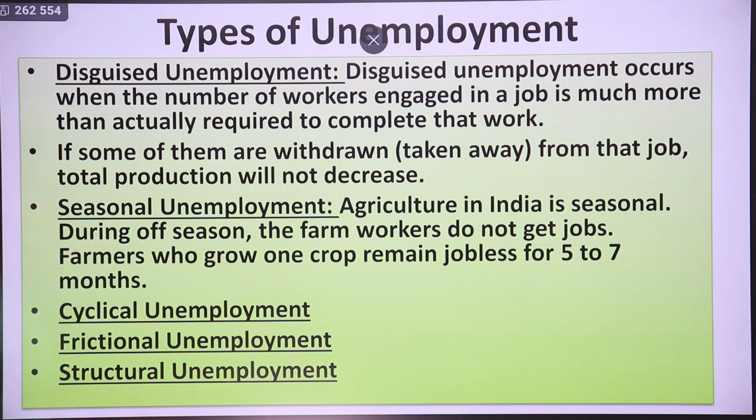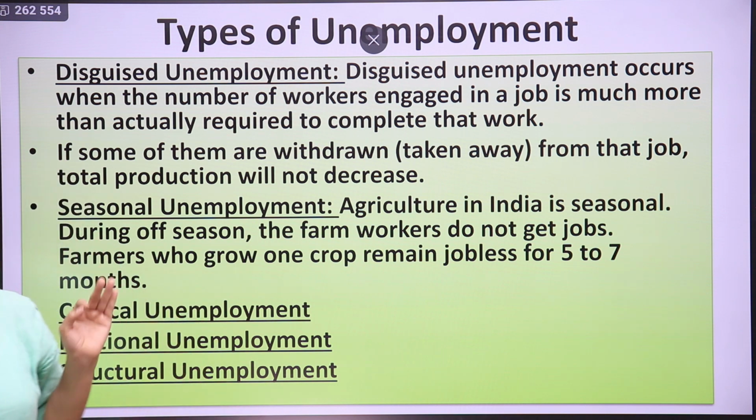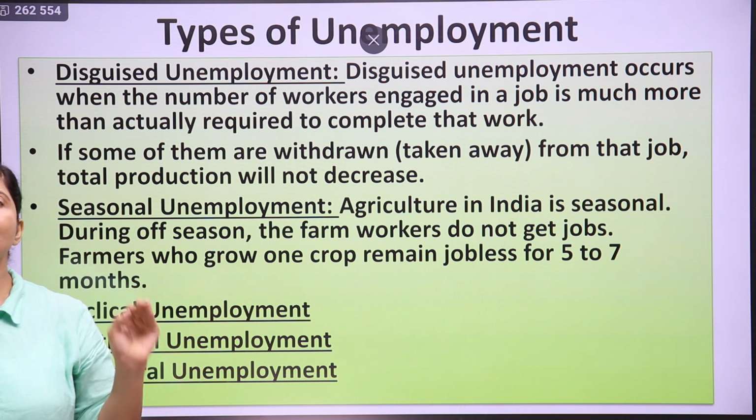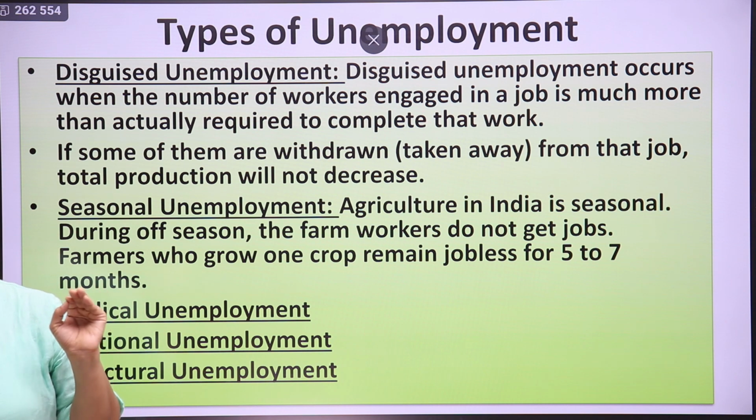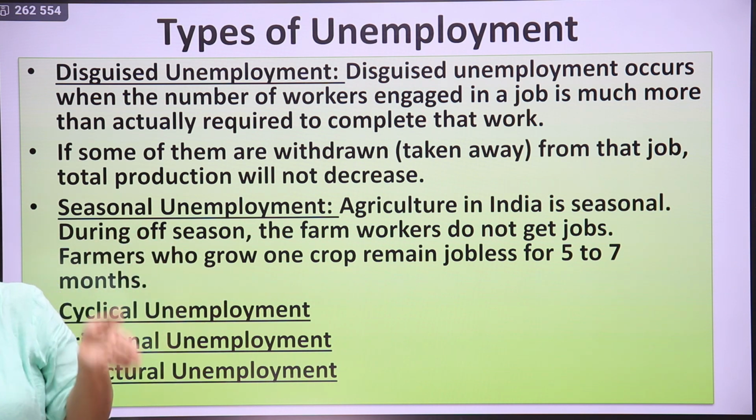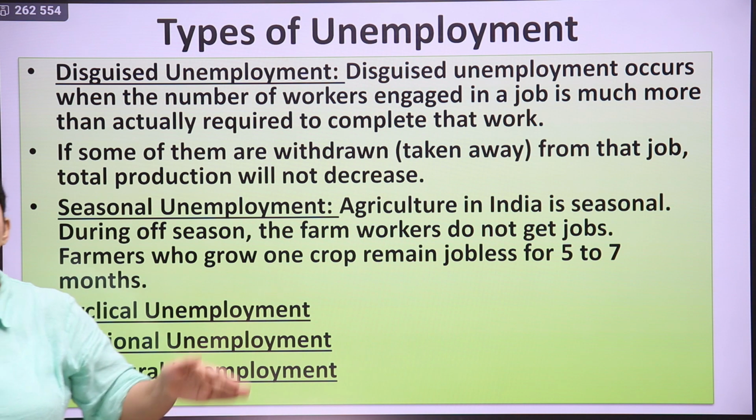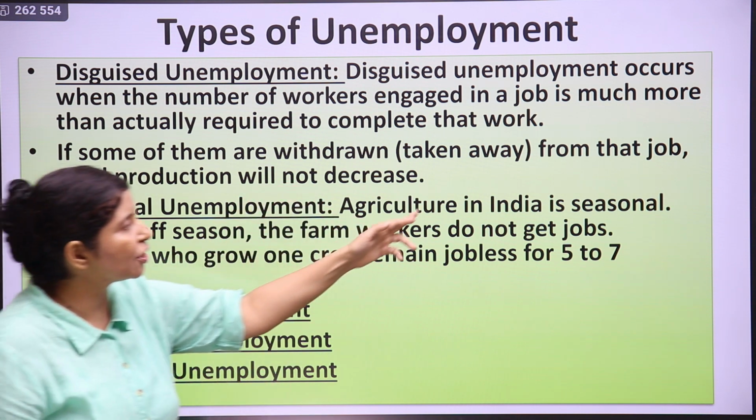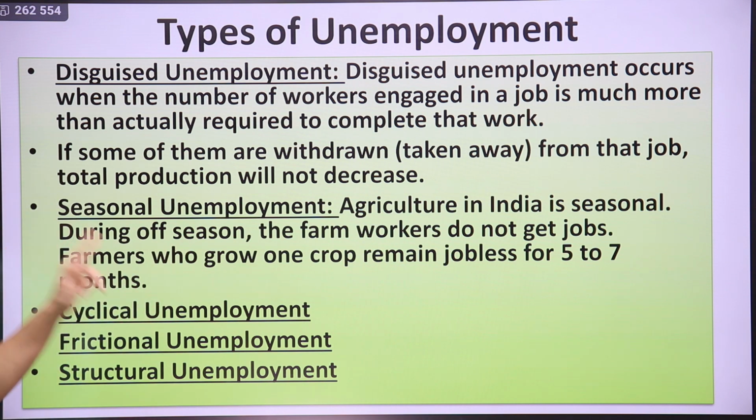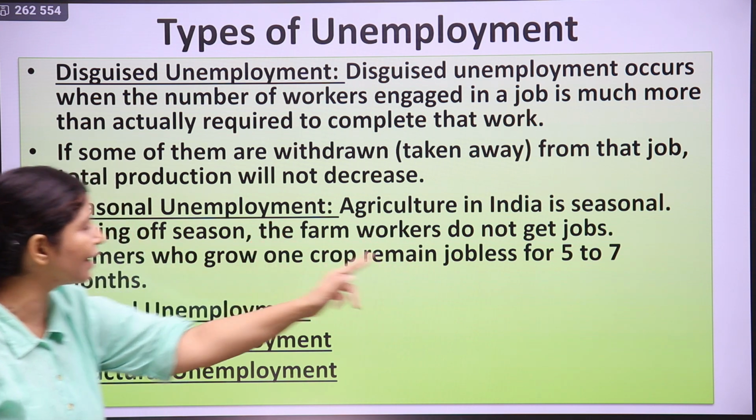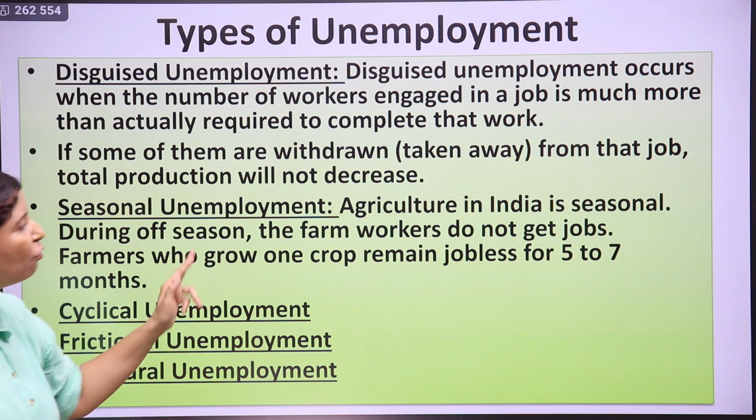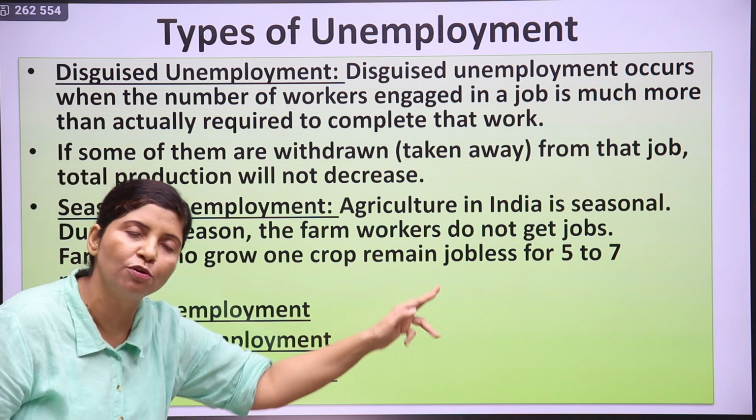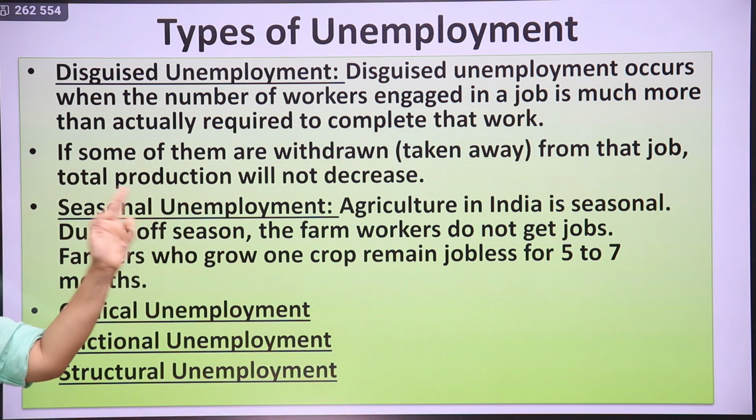Then seasonal unemployment. In India, agriculture is seasonal, that means only in a particular season your crops are grown, and for the rest of the months of the year, farmers remain unemployed, and that is called seasonal unemployment. Here agriculture in India is seasonal. During the off season the farm workers do not get jobs. Farmers who grow 1 crop remain jobless for 5 to 7 months, and this is called seasonal unemployment.